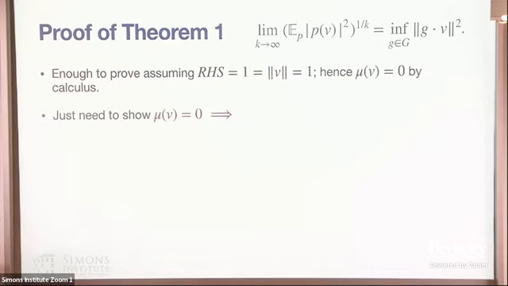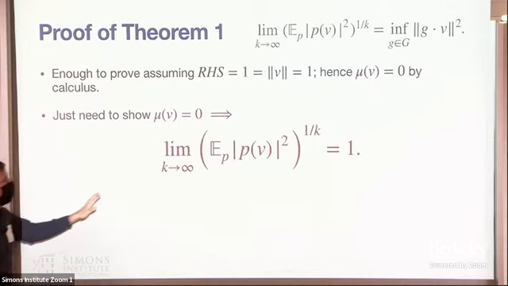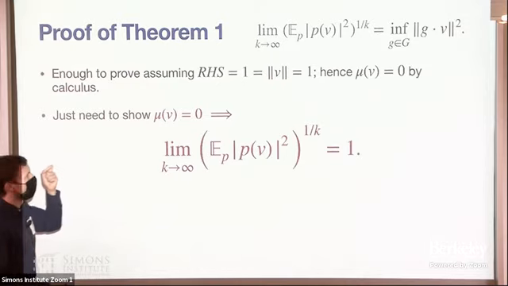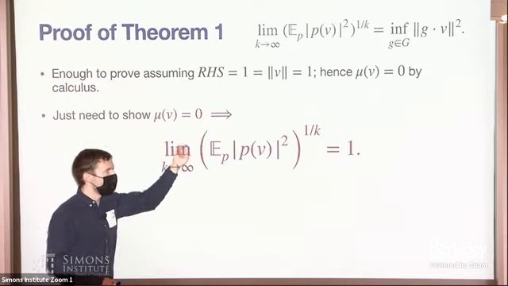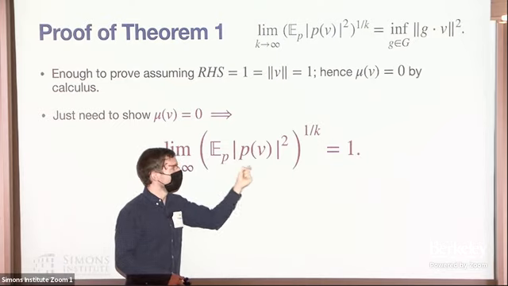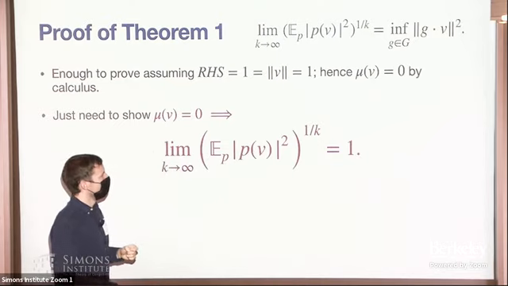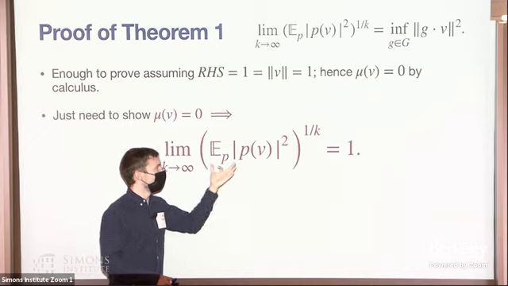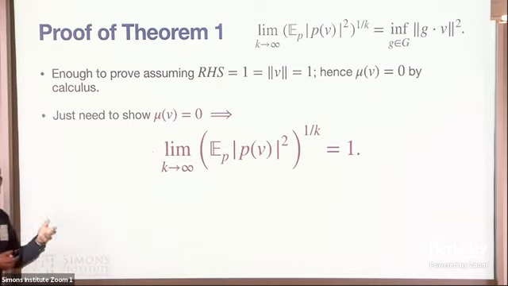Okay. And we just need to show that mu V being 0 implies that this limit is equal to 1. So what that means is that you need to show that if the moment map is 0, you have many invariants, which are substantially large on that vector.